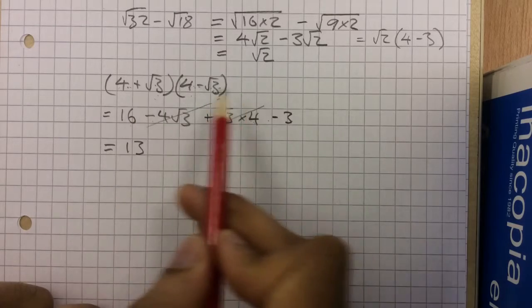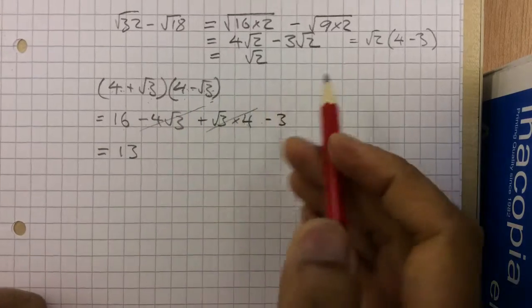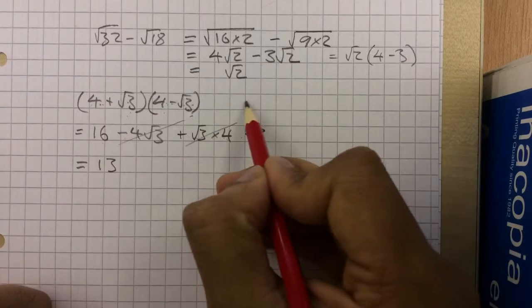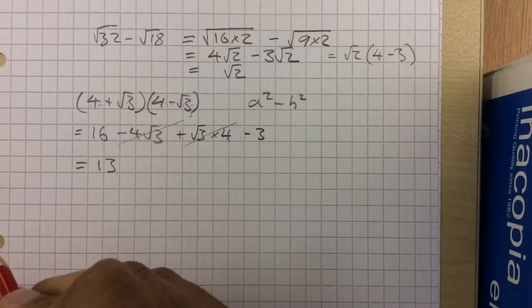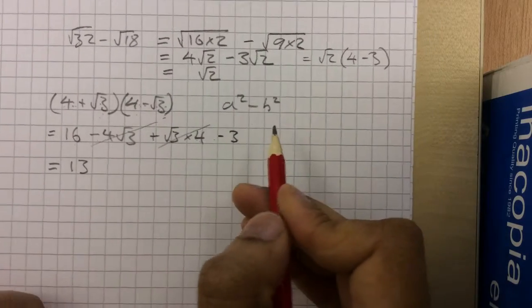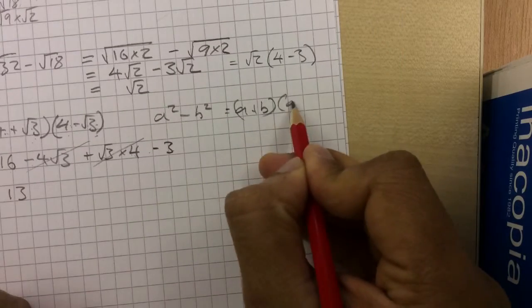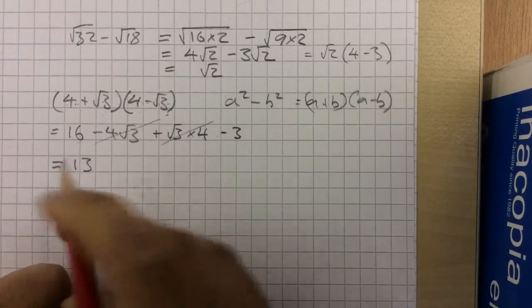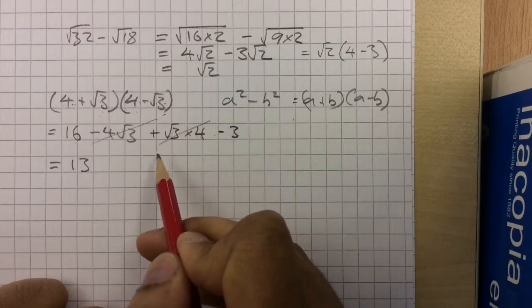This is actually quite similar to something that you've seen before as an algebra construction. You've seen it before as a squared minus b squared. If you were to factorize that, you would get a plus b, a minus b. And that was the difference of two squares. Yeah?